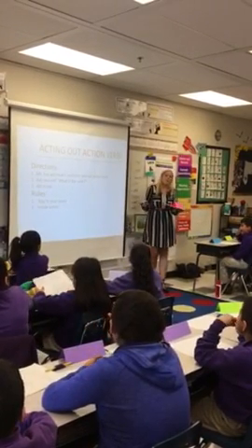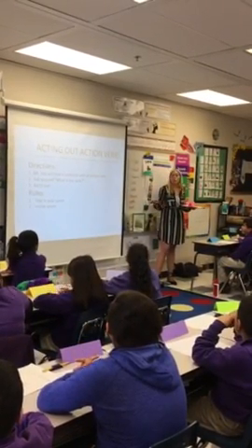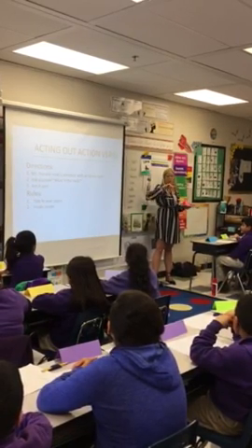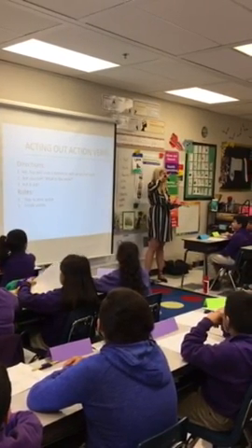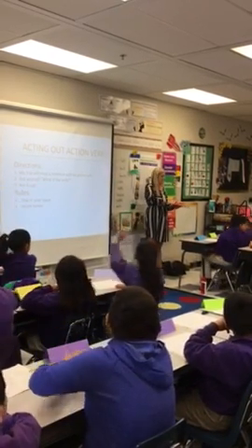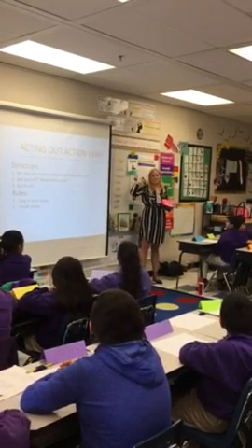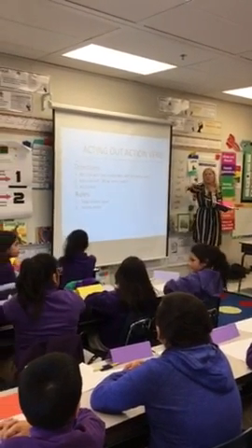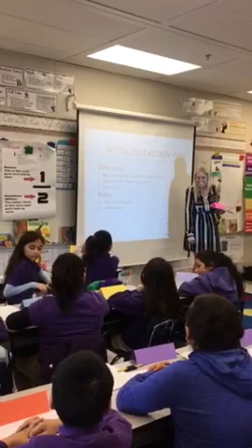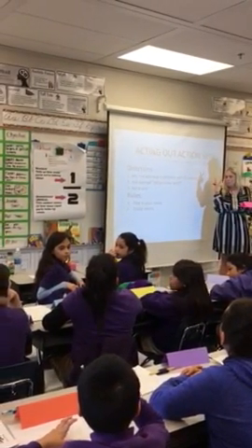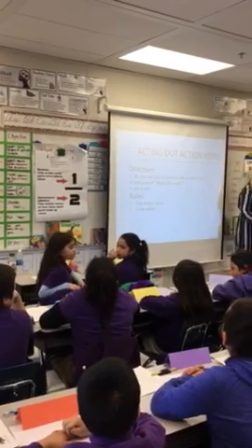Okay, and then there's a couple rules with this activity too. When we stand up and act all these verbs out, we're going to make sure, number one, we stay in our own space. And number two, we use our inside voices. So what's number one? Jasmine. We stay in our space. Perfect. Number two, Alexa. Or, sorry. Number two, inside voices. Okay, so let's all stand up.